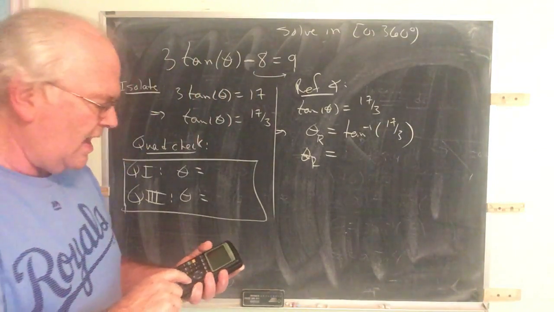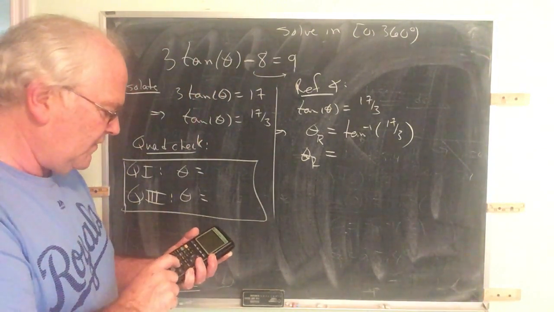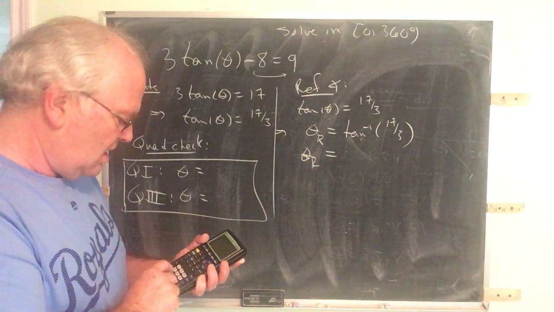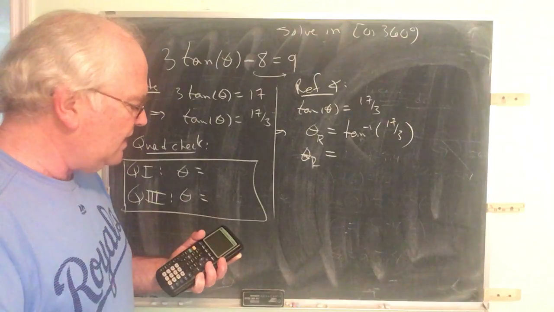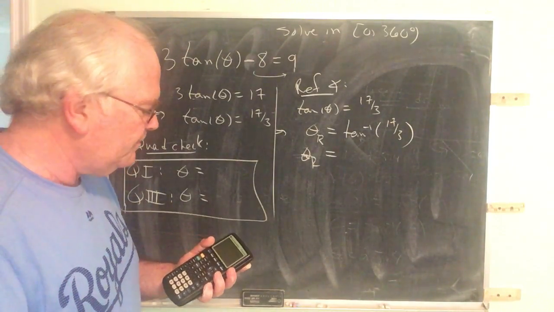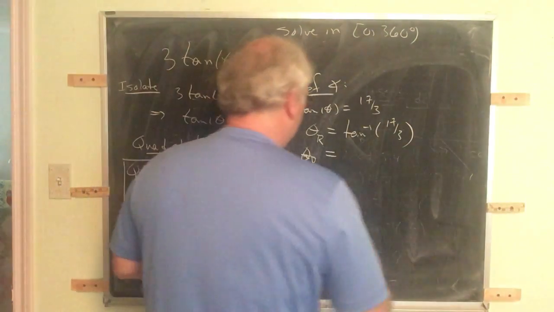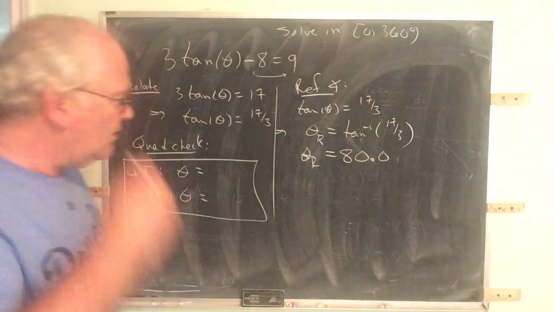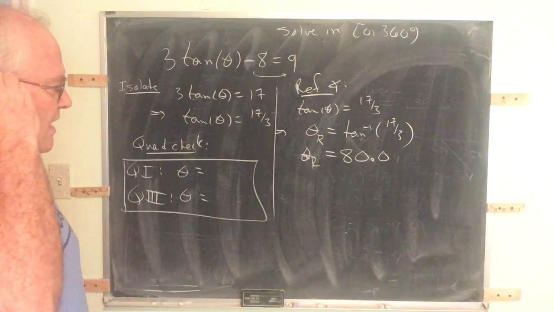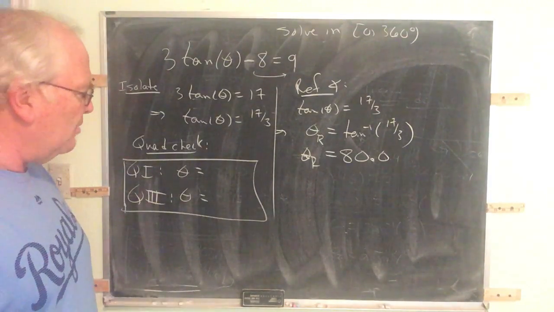So let's go to the calculator. I need second function tangent inverse of 17 divided by 3, close. And I have 79.99. I'm going to round that to the nearest tenth. That is 80.0. All right? So the reference angle is 80 essentially for our purposes.